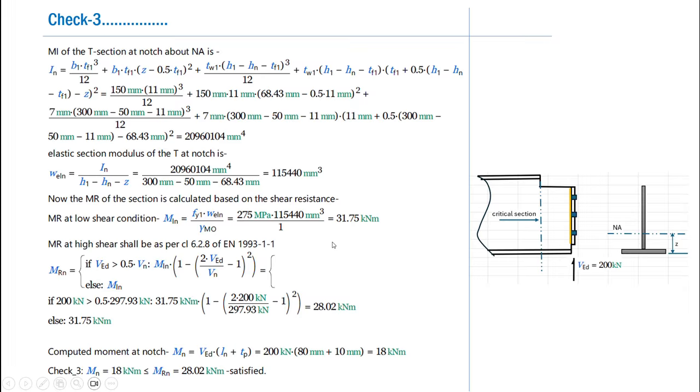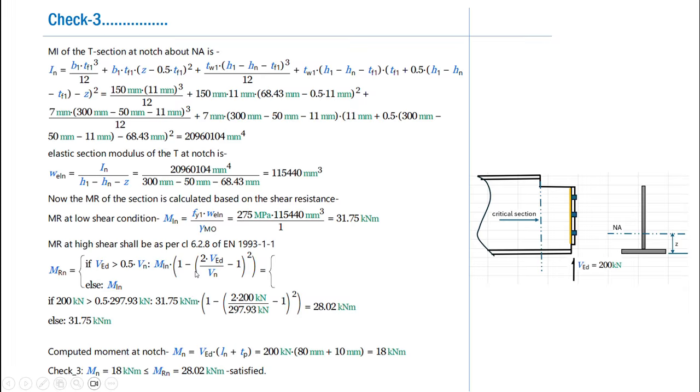Now let us see whether our moment of resistance comes under the low shear or the high shear condition, and this can be readily checked using clause 6.2.8 of EN 1993-1-1. So a high shear condition is obtained when the applied shear VEd is greater than 50% of the nominal shear capacity. So in our case, this condition is satisfied.